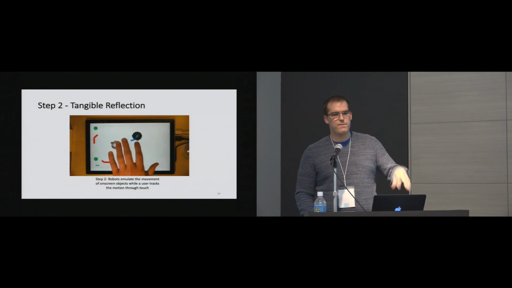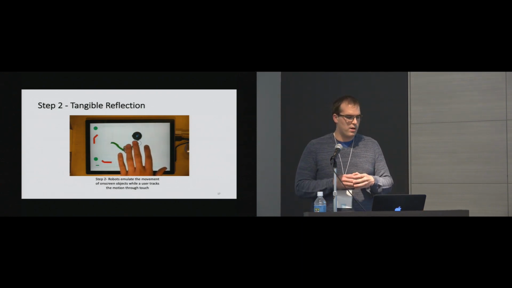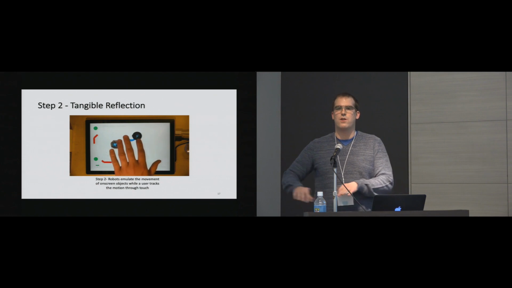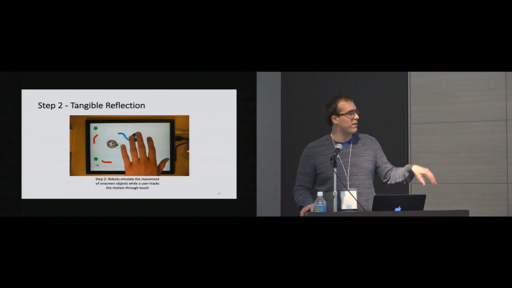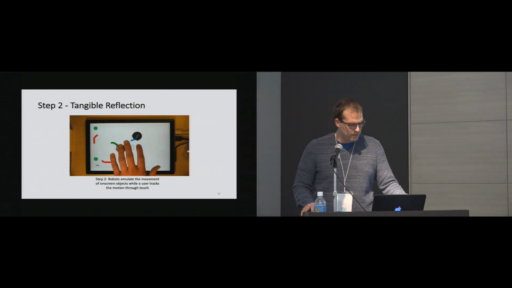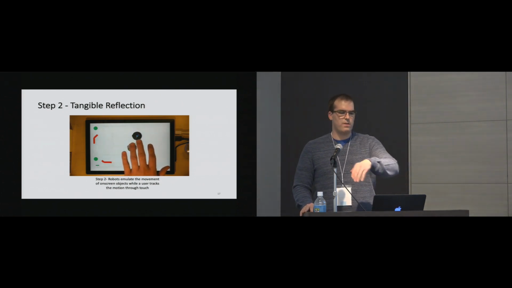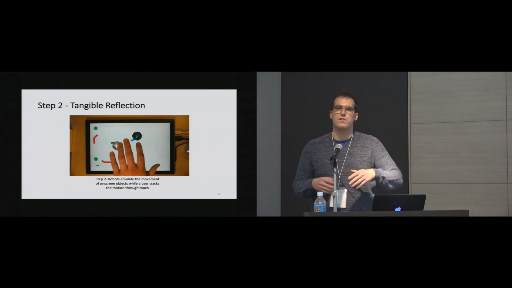And in step 2, this is tangible reflection. This is where a person with vision impairments gets to start to understand what's happening via touch. Here we see a robot reflecting the sine and cosine waves. And you can touch the robots to feel and understand what's happening.